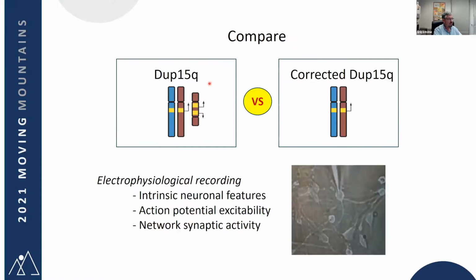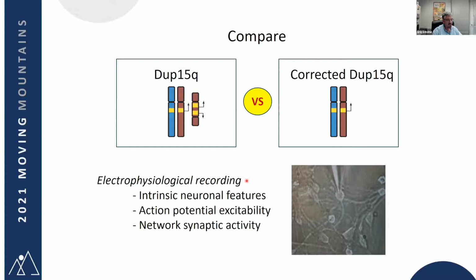So what that means is we now have neurons derived from the Dup15q isodicentric individual, and we can compare them to neurons that are genetically identical in every way, except they're missing that extra overexpressed piece of chromosome. So this is really a perfect platform for dissecting out the roles of different genes. And we're going to use these neurons to conduct electrophysiological recordings.